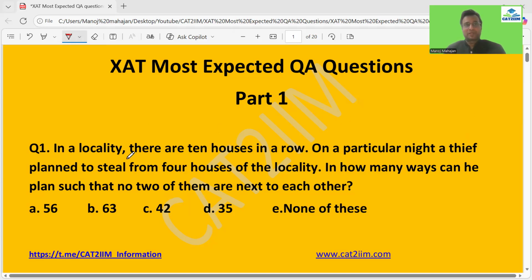Now let's come to question number one over here. Something similar has appeared in the XAT paper in the past. I have just changed some data over here. So let's read the question.